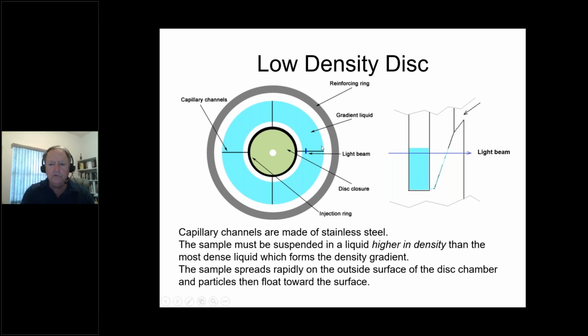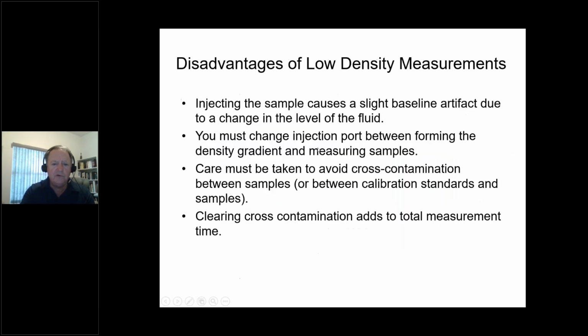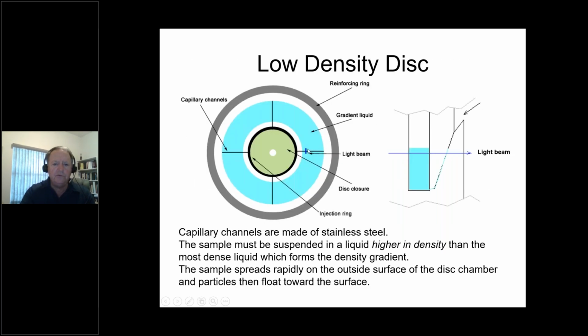When we use low density measurements, we have to move the detector beam. Its normal position is about 2 or 3 millimeters from the outside edge of the disc. We move it to approximately 10 millimeters from the outside edge of the disc so that the particles have a long sedimentation path during the measurement.